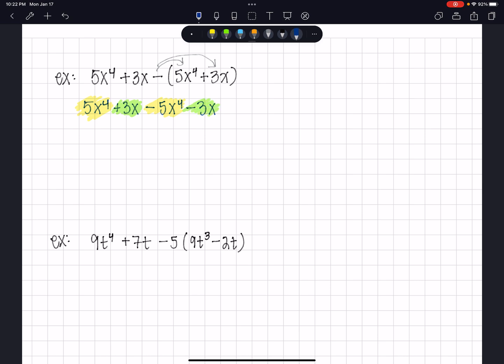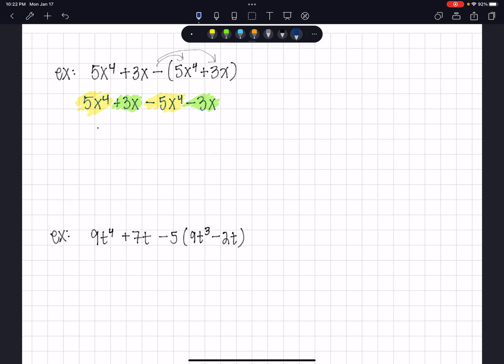And if we combine 5x to the fourth minus 5x to the fourth, anything subtracted from itself is 0. So 0x to the fourth. 3x minus 3x is 0 x's, and 0 times anything is 0, plus 0 times anything is 0. Therefore, I subtracted everything away from itself, so my answer is 0.